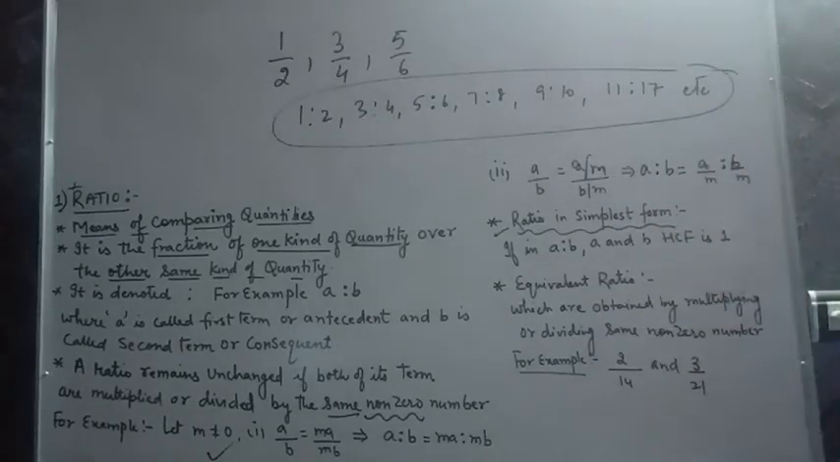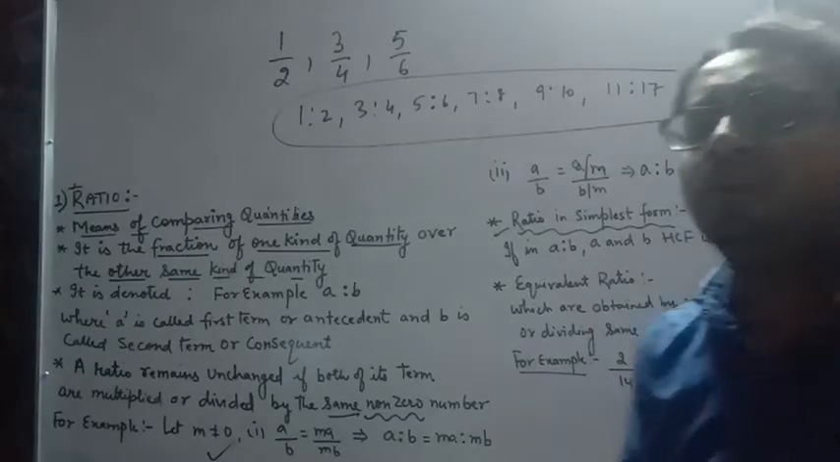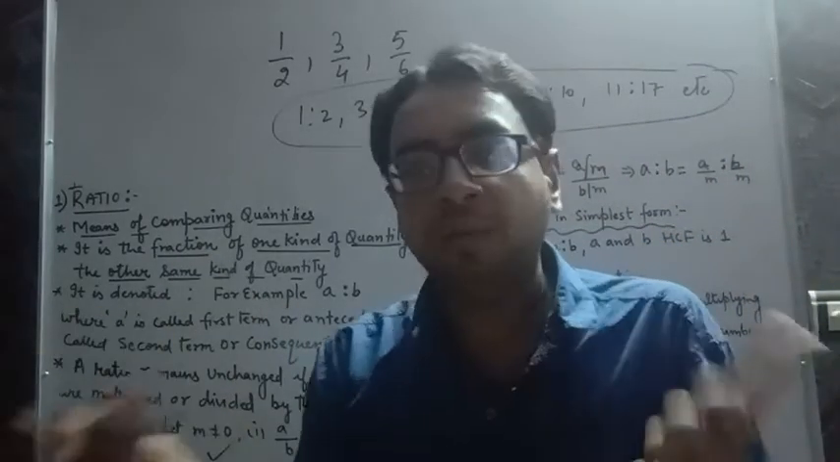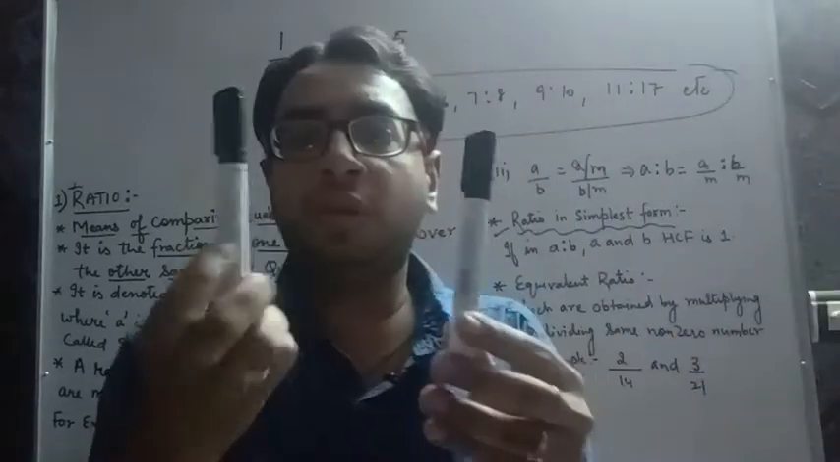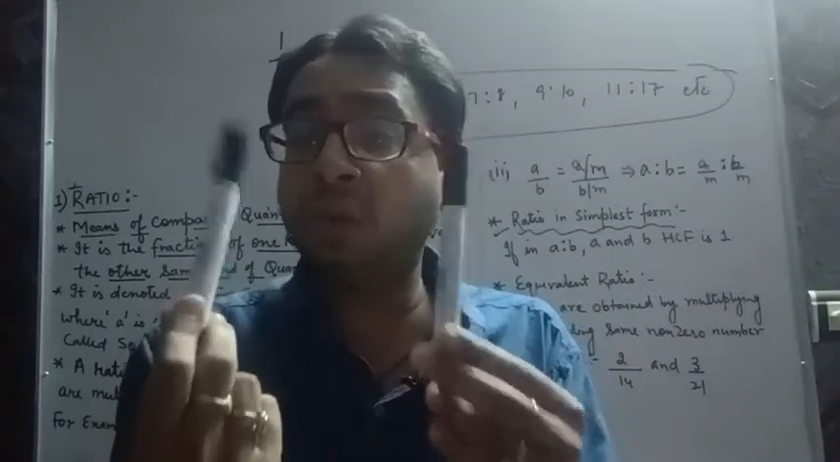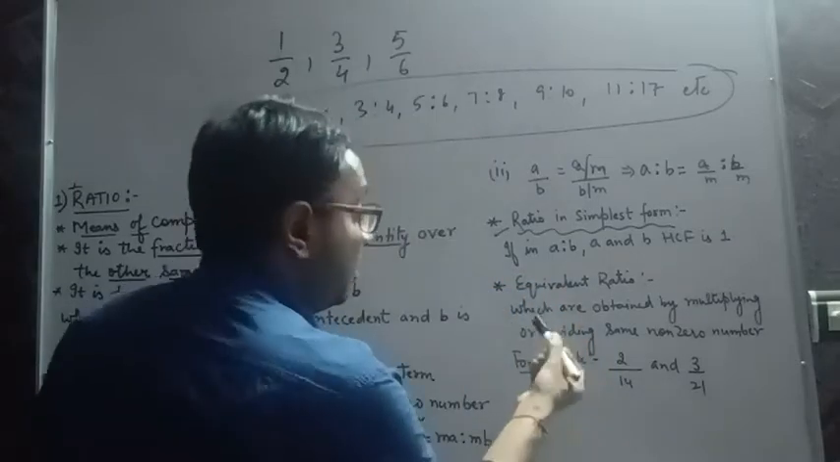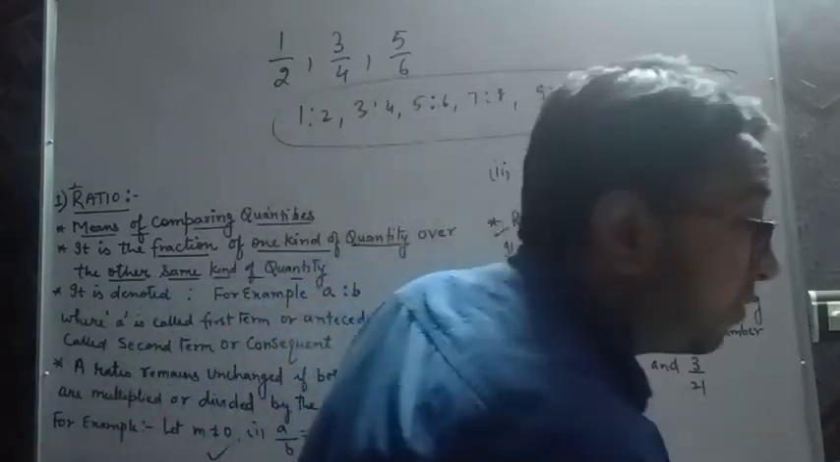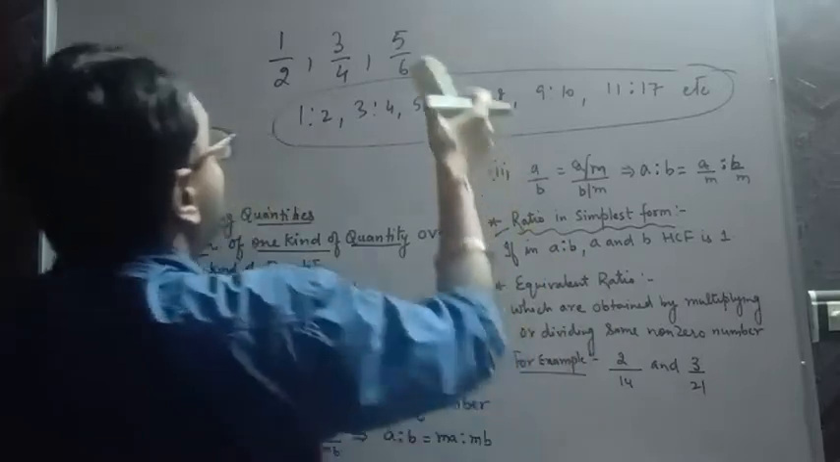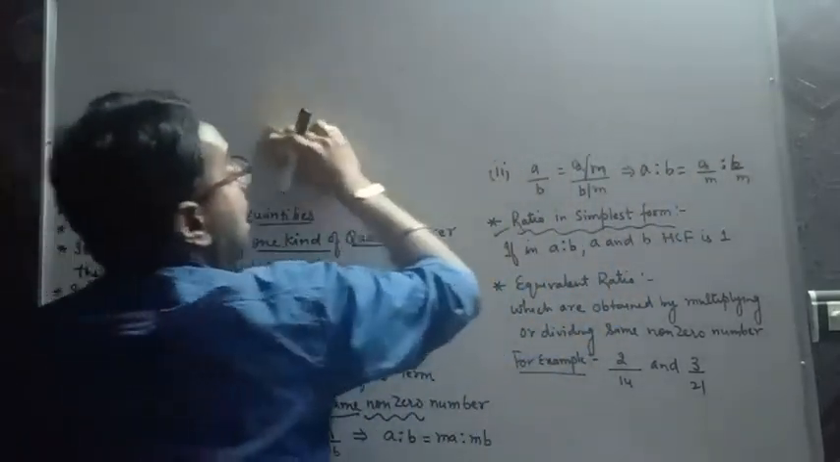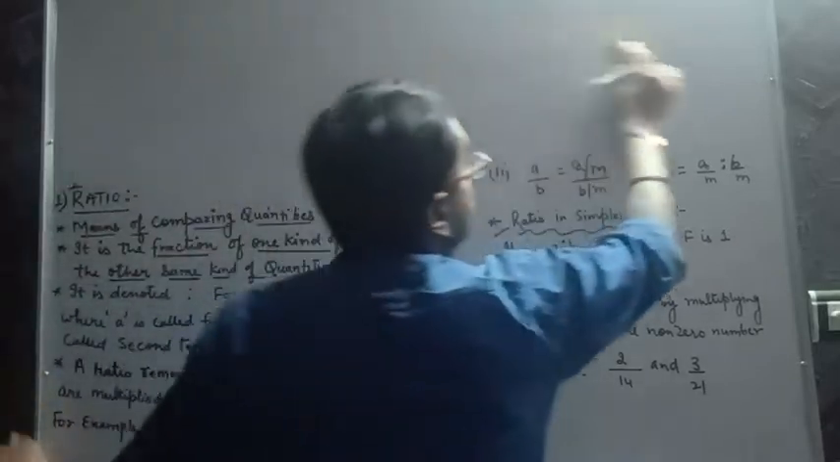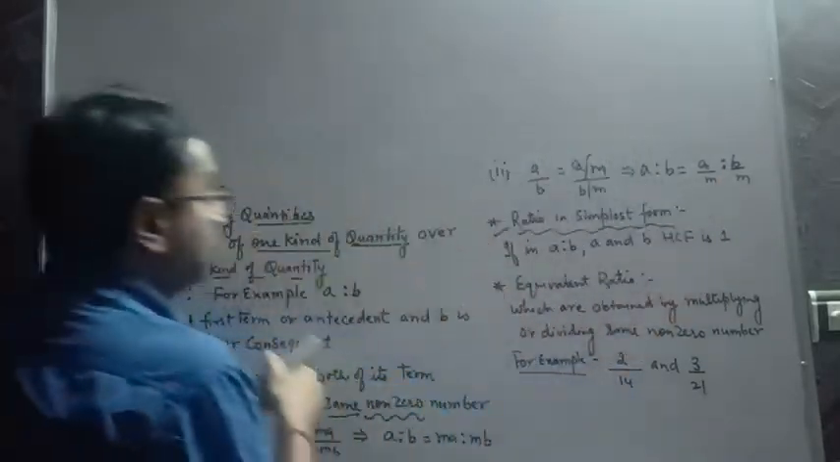Last definition for ratios: equivalent ratios. What do you mean by equivalent? Equivalent means equal. Either two ratios are equivalent to each other or not. They are equal. This is what equality means. How will we get equivalent ratios? If I multiply or divide the ratio by the same number, I will get equivalent ratios. For example, the best example I am taking.